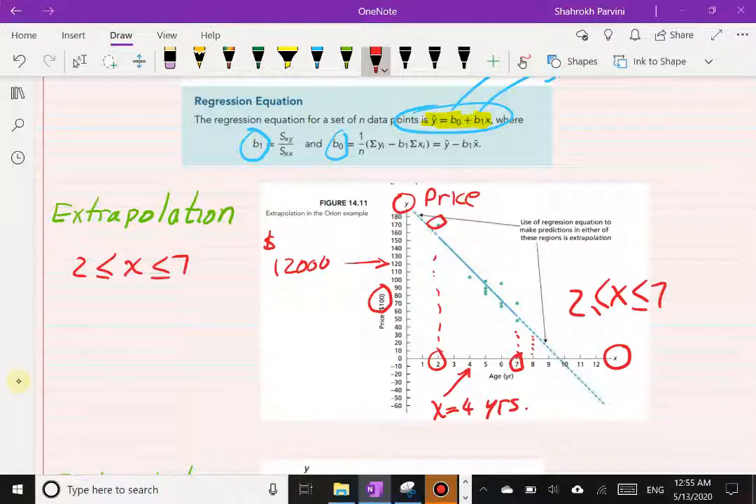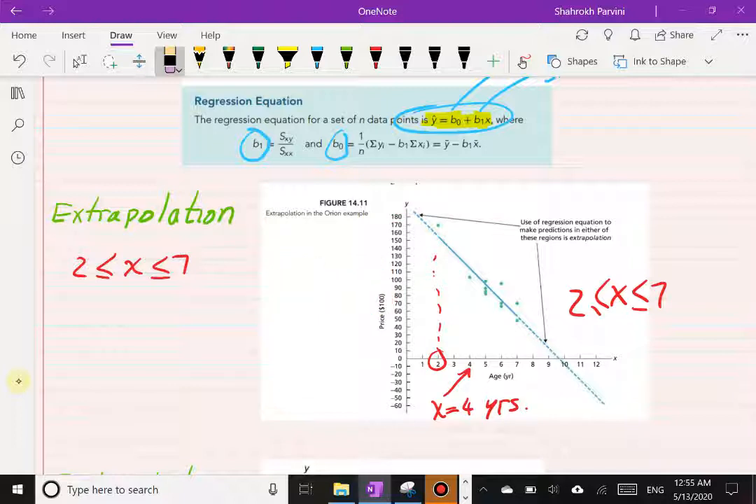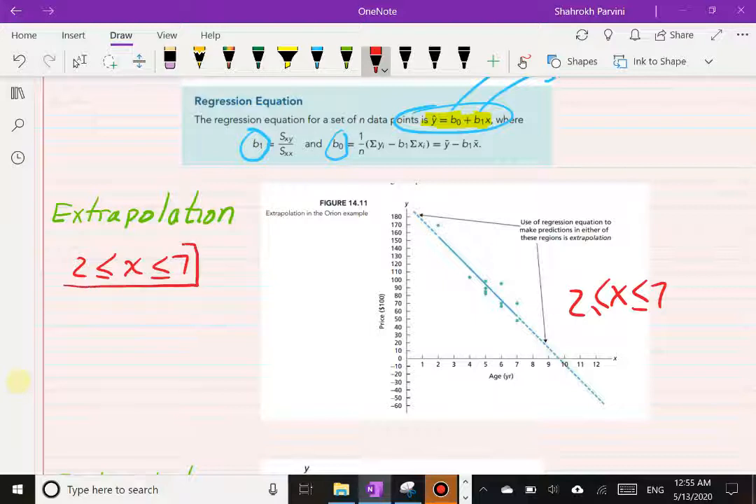That means, what does that mean? This means that if I want to use the prediction line, let me clean this up. If I want to use the prediction line to make predictions using this equation, the equation of this line, I'm only supposed to use it for x's between 2 and 7. That means automobiles between 2 and 7 years.